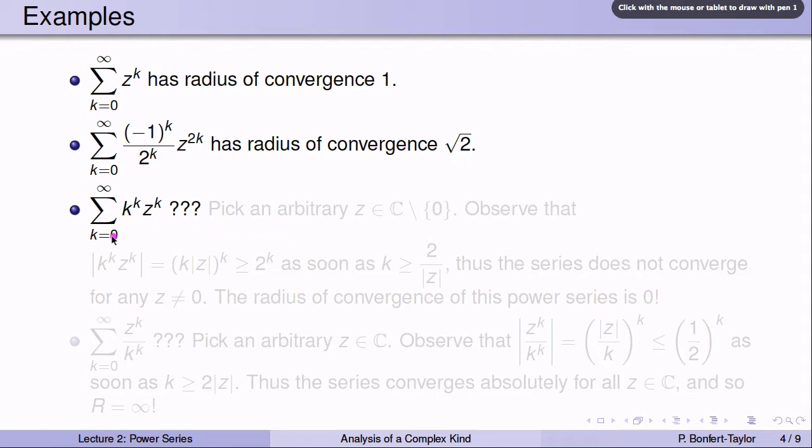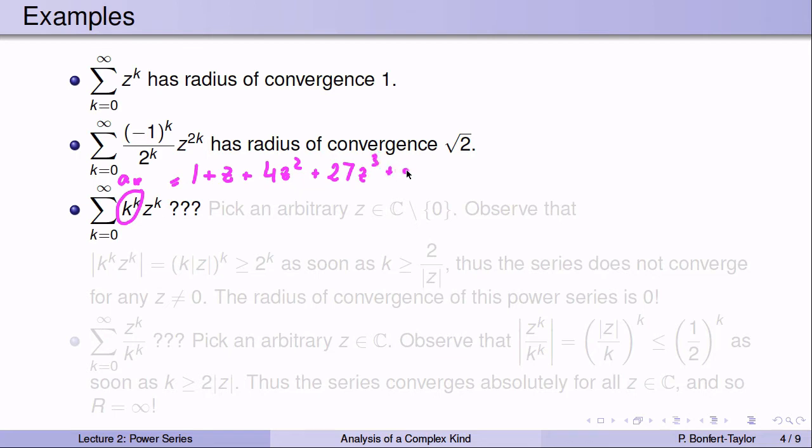Next, let's look at the power series sum k from 0 to infinity, k to the k, z to the k. So these k to the k's, those are my a_k's. If I wanted to write out a few terms of this series, when k is equal to 0, 0 to the 0th power by definition is 1, so I get 1 times z to the 0, which is 1. When k is equal to 1, I get 1 to the first power times z, that's z. When k is equal to 2, I get 2 to the second power, that's 4 times z squared. When k is equal to 3, I get 3 cubed, which is 27 z cubed, and so forth. So the coefficients in front of the powers of z grow quite rapidly as k gets larger and larger. So for what values of z does this series converge?